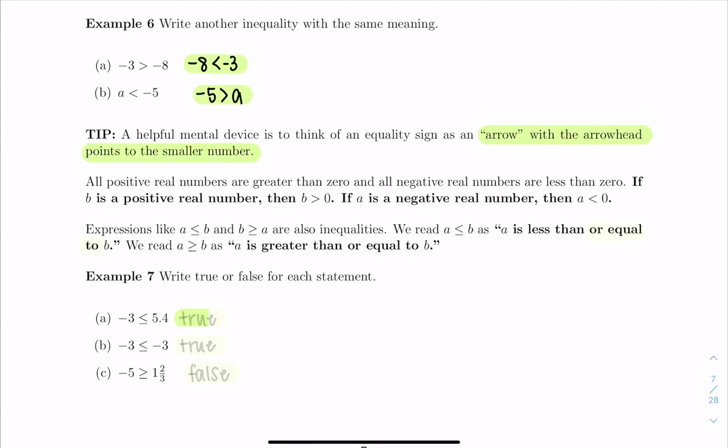Expressions like A is less than or equal to B and B is greater than or equal to A are also inequalities. So that bar underneath just adds in the or equal to part.